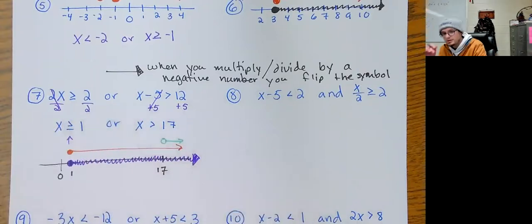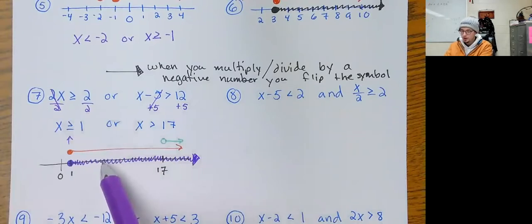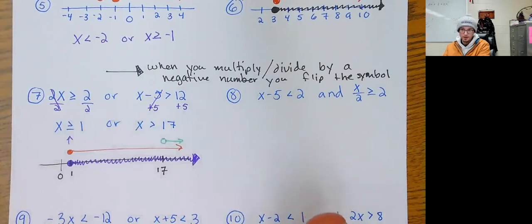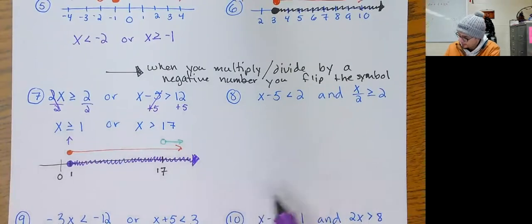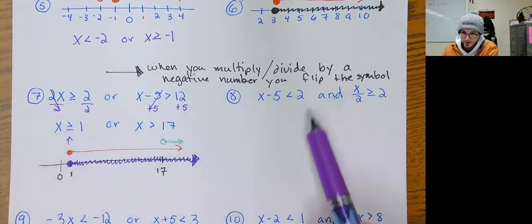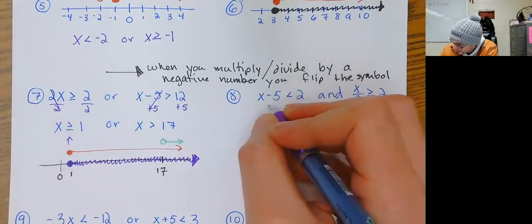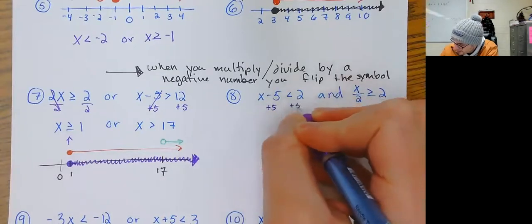Okay, hopefully that makes sense. So when it says or, you only need your values to work for one or both of the inequalities that are being compounded. Doesn't work for this one, so let's do this one. Plus 5, plus 5.